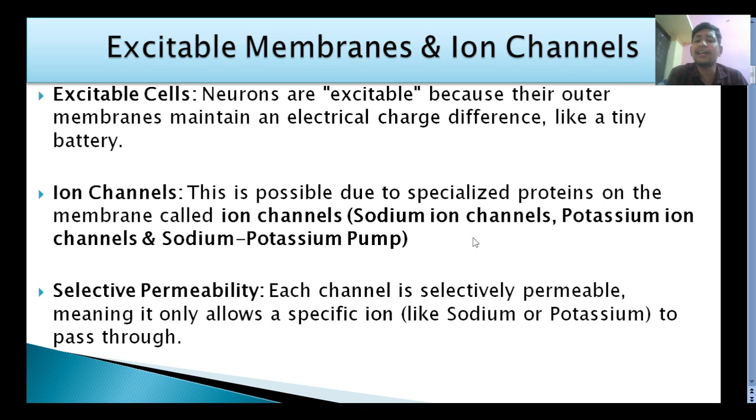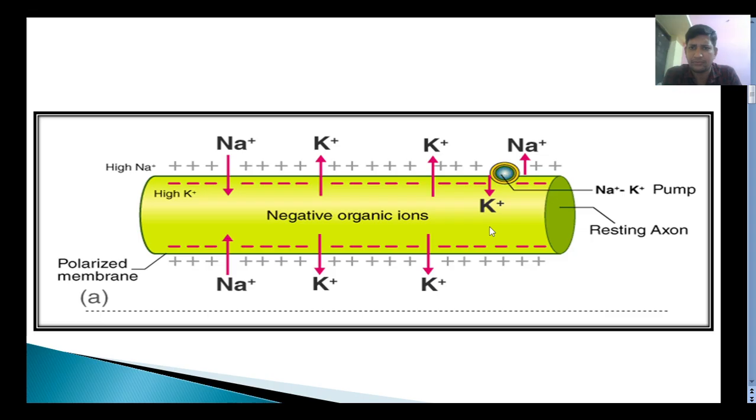And these ion channels are selectively permeable. For example, the sodium ion channel allows only the flow of sodium ions, and the potassium ion channel allows only potassium ions. So that's why these ion channels are very selective in nature.